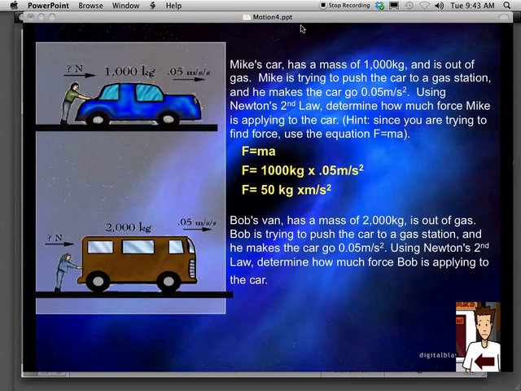Luckily, though, we have an abbreviation for this unit. It is named after Newton, a famous physicist. The unit is the newton, N. So 50 newtons. Yes, 1 kilogram meter per second squared is equivalent to 1 newton.